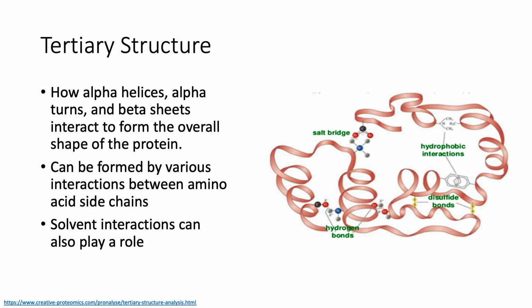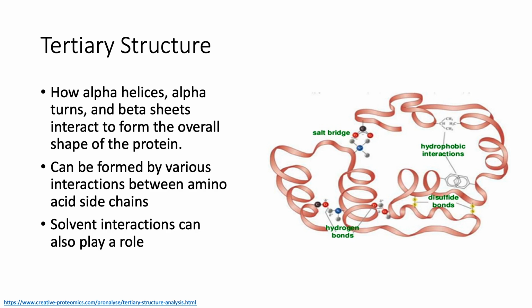And then you have these ribbon structures where you can see the alpha helices and maybe some beta sheets over here, and it shows some different features of the structure of a protein. But the tertiary structure is how all of the elements of the secondary structure interact to form the overall shape of the protein. And it can be formed by various interactions. While the secondary structure is mostly formed by interactions between the backbone functional groups, the tertiary structure comes from the interactions between the side chains.